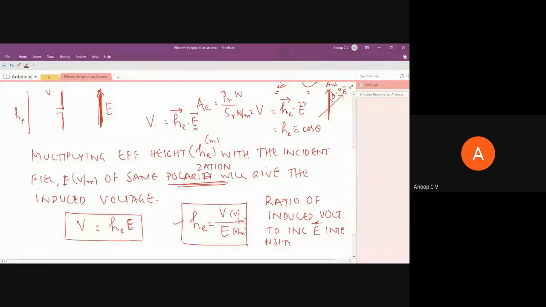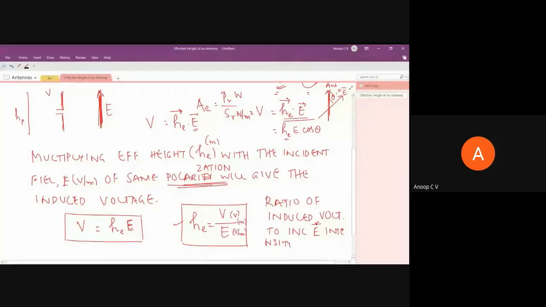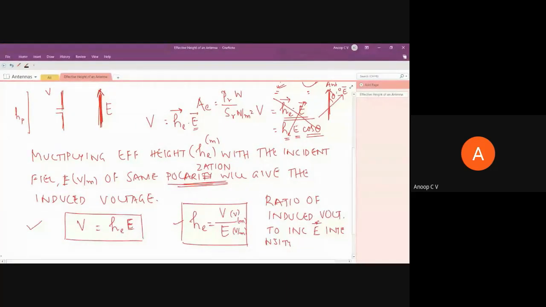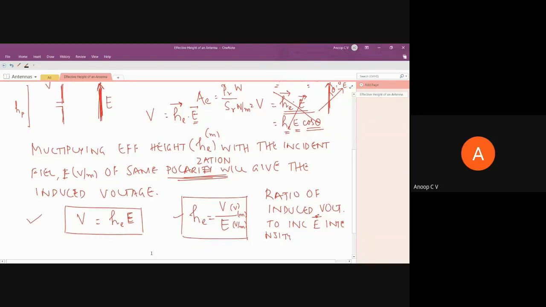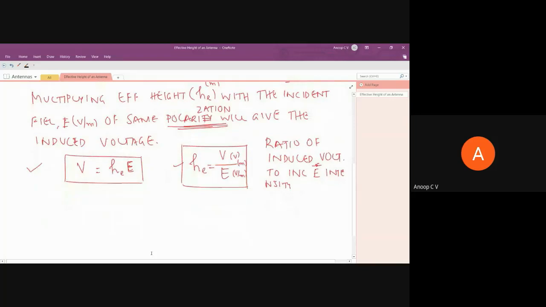If the polarization is not the same, then we have to find the magnitude of HE times the magnitude of E times cos theta. We don't have to discuss that. We will be defining antenna effective height like this. So I'll tell once again, it is the ratio of induced voltage to the incident electric field intensity. That is how effective height is defined, and the unit is meter. That is the first thing you have to keep in mind.